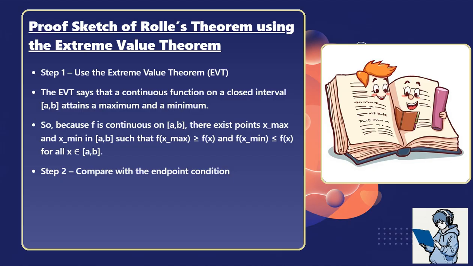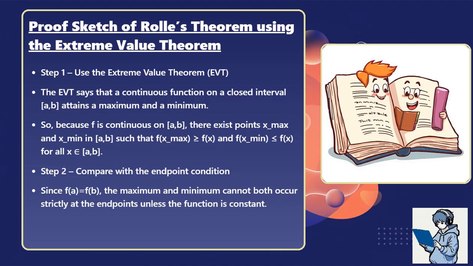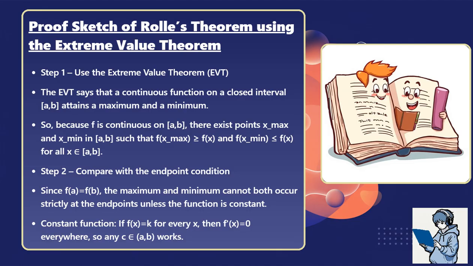Step 2. Compare with the endpoint condition. Since f of a equals f of b, the maximum and minimum cannot both occur strictly at the endpoints unless the function is constant. Constant function: if f of x equals k for every x, then f prime of x equals 0 everywhere, so any c in a to b works.